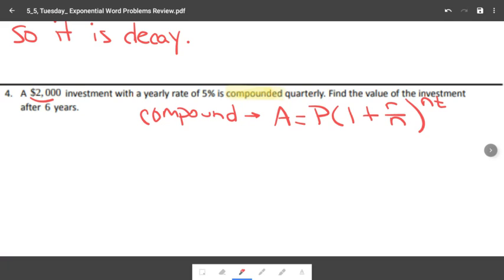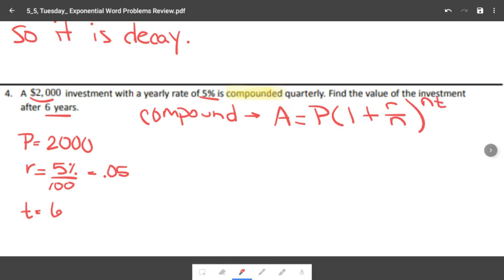So the $2,000 is being invested. That is our P. Our rate, R, is 5%, and we're going to divide by 100 like we always do. Now the 6 years, we notice right away, that's our T. But then we have this extra variable N here.